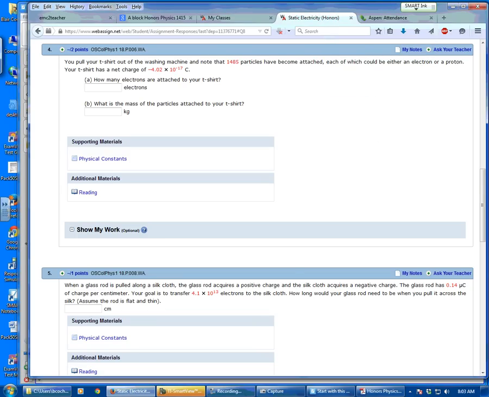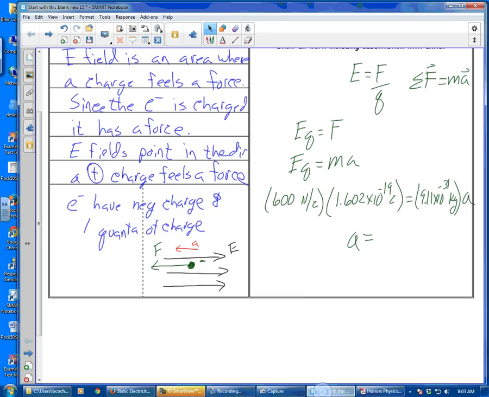All right. So number 4, your T-shirt out of the washing machine. Notice it has this many extra particles on it, and as we were just talking about, each one's either an electron or a proton, and it's given this net charge. Then you're asked how many electrons are attached, and what is the mass of particles attached to your T-shirt. It's kind of funny that the mass is the second question, because that would be, in my mind, the only way to tell how many you have attached to it, unless you have some macroscopic vision.